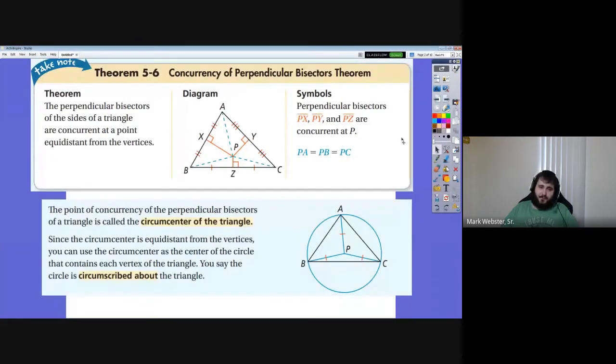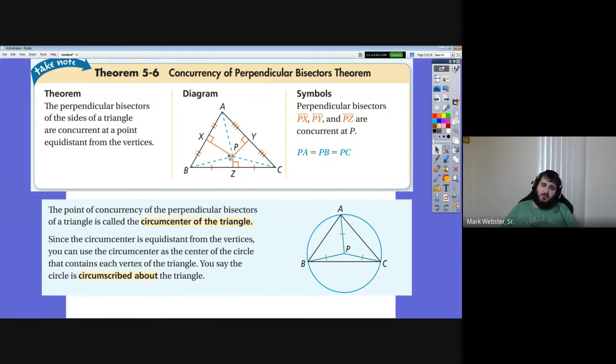So with the perpendicular bisectors, if we take the perpendicular bisector of each one of these sides, we find the middle of each side and we draw a perpendicular line through that side. Turns out that they all land in the same exact spot. That is to say they are concurrent. That's the special vocab word that means that all three of them touch at the same spot.